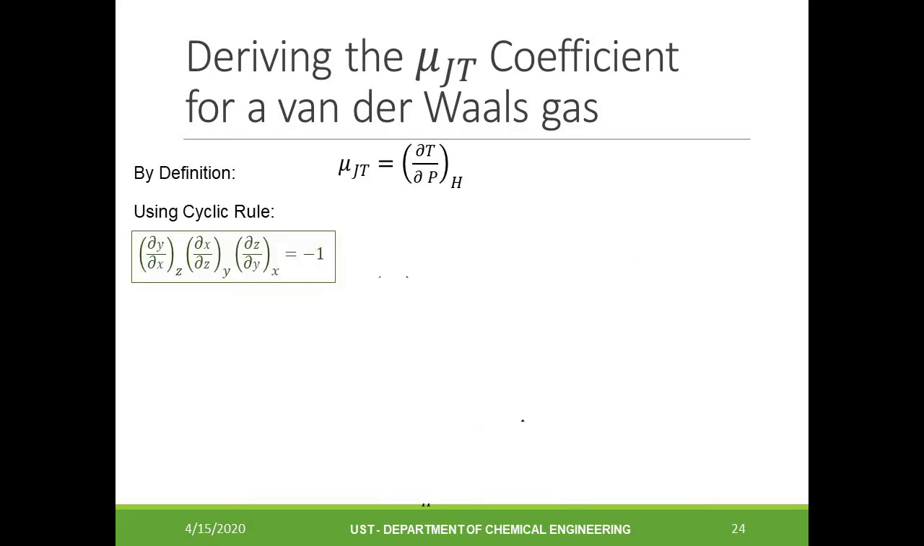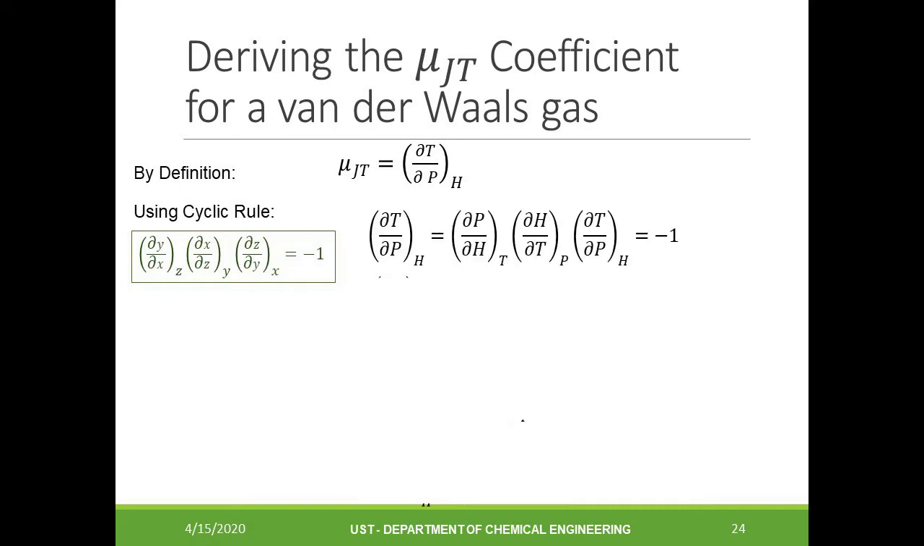To start off our derivation, we should remember the Joule-Thomson coefficient is given by this equation, which tells us the change in temperature accompanying a change in pressure at constant enthalpy. In calculus, we have the cyclic rule, which is a formula that relates the partial derivatives of three interdependent variables, let's say x, y, and z. Here, the subscripts indicate which variables are held constant when the partial derivative is taken.